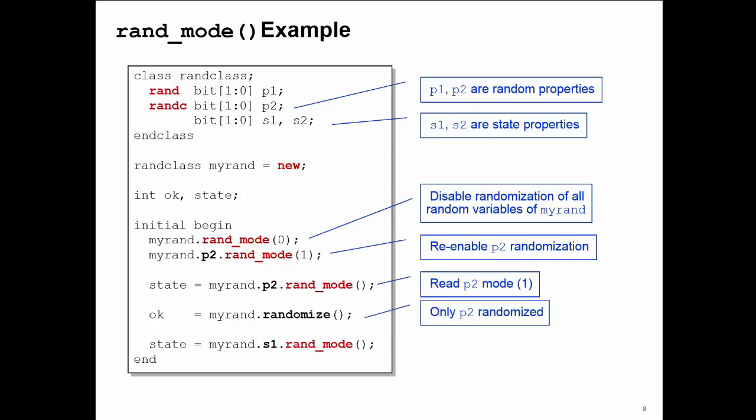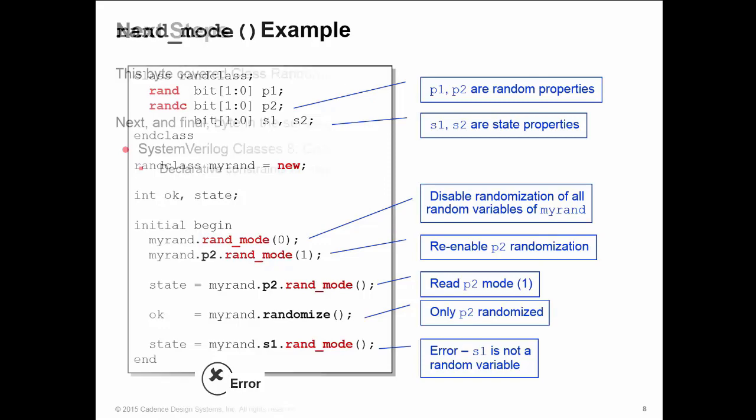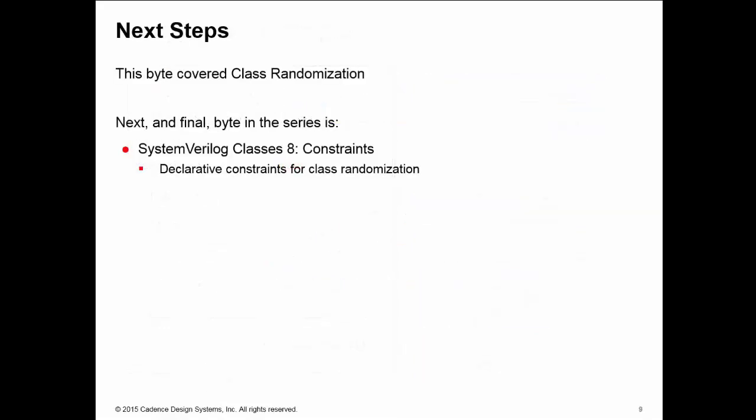And now when I randomize the myRand instance, only P2 will be randomized because the rand mode switch of P1 is set to 0. Now, like I said before, if you try to call rand mode off a state variable, S1, not declared with rand or randc, then this is a compilation error. Rand mode doesn't exist for state properties. So this was a quick look at class randomization. In the next and final bite in this series, we'll have a look at class constraints.